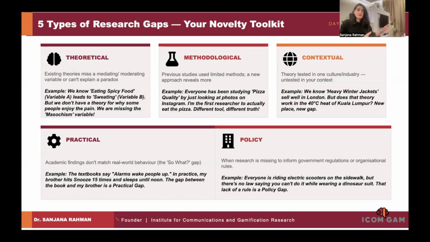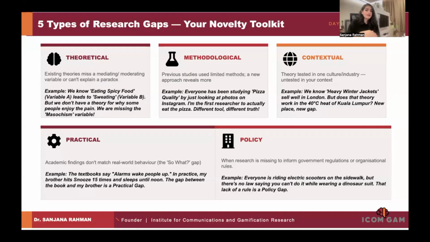The third one is the contextual gap, where a theory tested in one culture, industry, or environment has unknown validity in a different setting, culture, or industry. For example, we know heavy winter jackets sell well in London, but does that theory work in the 40 degrees Celsius heat of Kuala Lumpur? New place, new gap.